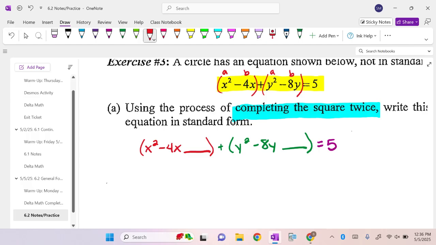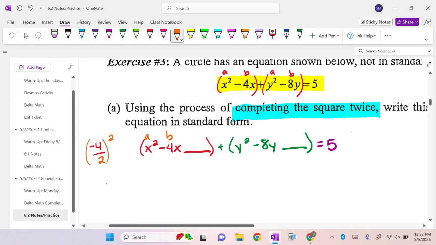So what do I need to do to complete this first square? Say that again. Right. We do b divided by 2 all squared. So I'm doing -4, which again, if this is labeled AB, that's my b value. I'm going to divide it by 2, and I'm going to square all of it. So what's -4 divided by 2? -2. What's -2 all squared? 4. So I'm going to add 4 here.